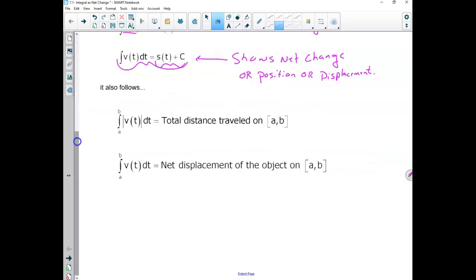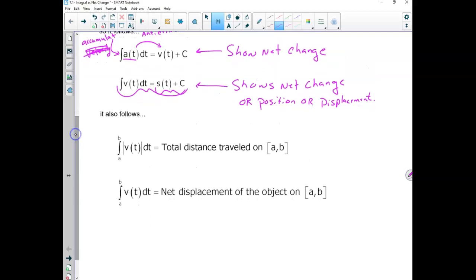And then the very last one, it will also follow that if I have the definite integral of the absolute value of v of t, now remember that is talking about speed, okay? Speed is the absolute value of velocity. And if I integrate an absolute value of velocity, this is going to give me the total distance traveled from A to B, all right? And only with the absolute value does it show me total distance traveled, okay?